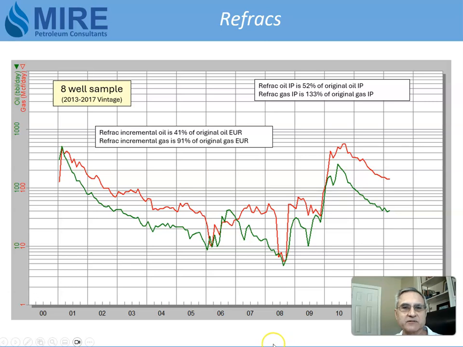So from this average curve, we could tell what kind of oil rate uplift you get from refracking and gas rate uplift, and what kind of incremental oil reserves you could get. So we use this type of analysis to estimate the refrac value of the lease in question.